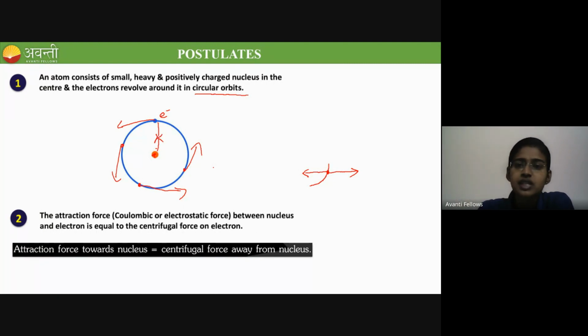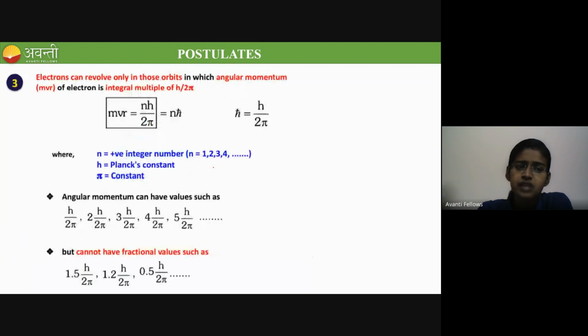Then coming to the third postulate, electrons can revolve only in those orbits in which the angular momentum of electron is the integral multiple of h by 2 pi. So mvr is the angular momentum. Mass into velocity into radius of that electron is the angular momentum. That is equal to the integral multiple, integral means integer, n, integral multiple of h by 2 pi.